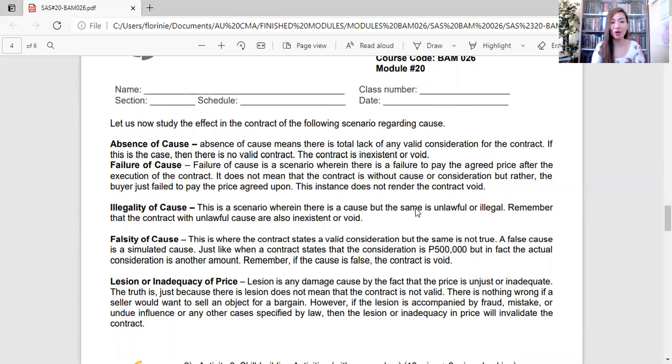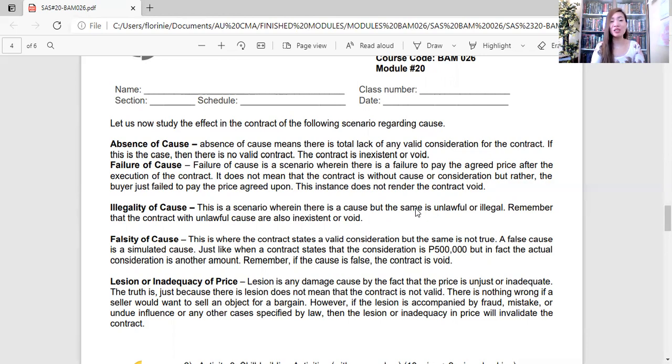Ayan. Next. Failure of cause. Ano may failure of cause? It is a scenario wherein there is a failure to pay the agreed price after the execution of the contract. It does not mean that the contract is without cause or consideration, but rather, the buyer just failed to pay the price agreed upon. So the instance does not render the contract void.